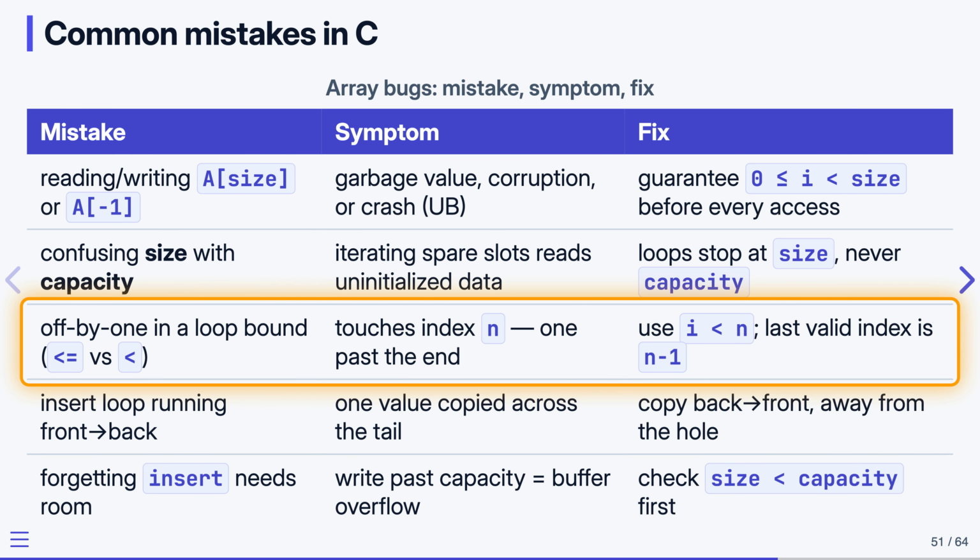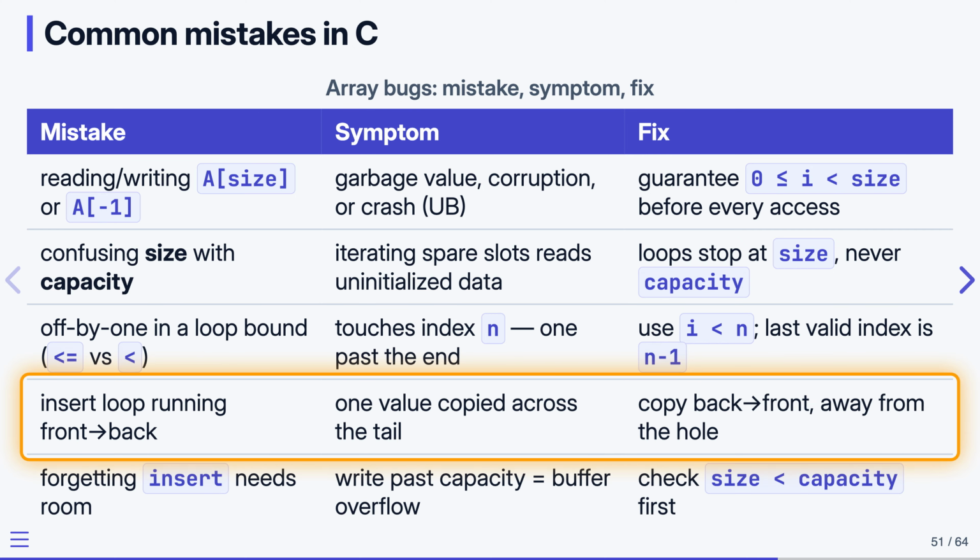Third bug, an off by 1 in the loop bound. Writing less than or equal to where you needed less than. That touches index n, which is 1 past the end. The fix is to use I less than n. The last valid index is n-1.